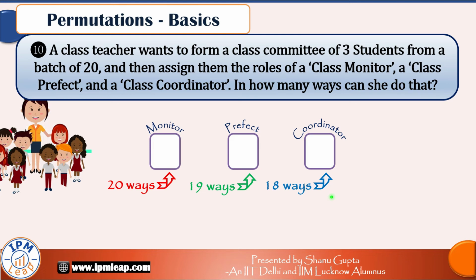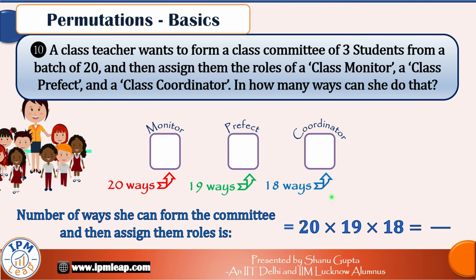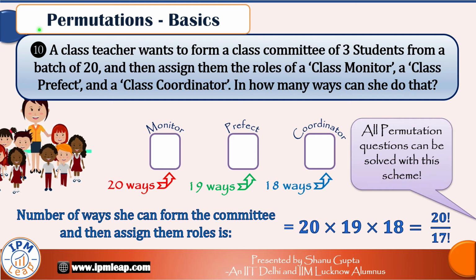So by using the fundamental rule of counting, together I can fill up these 3 positions in 20 into 19 into 18 ways, which is also equal to 20 factorial over 17 factorial. So that's our answer. And you won't probably believe me at this stage, but let me assure you that all permutation questions can be solved with this simple scheme. So simple to understand, isn't it?